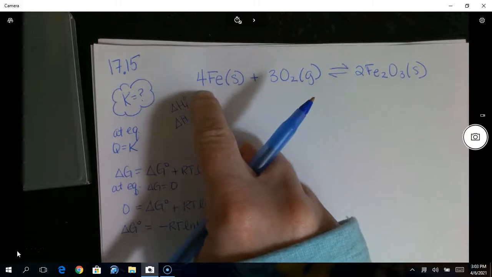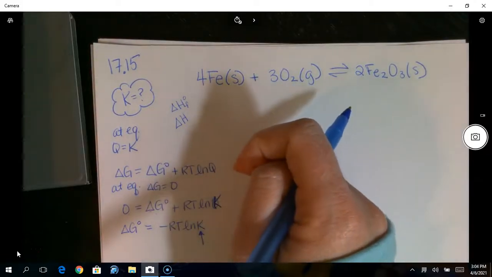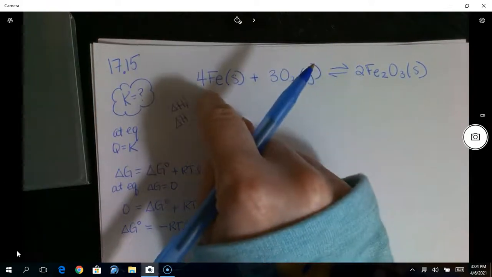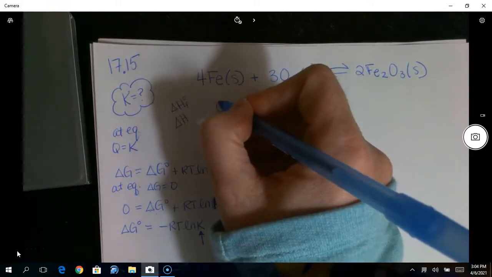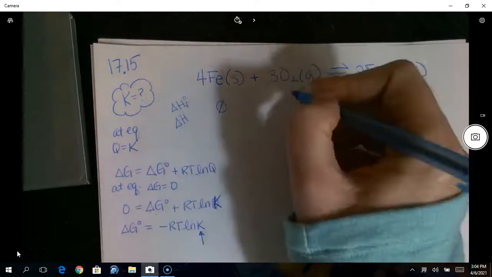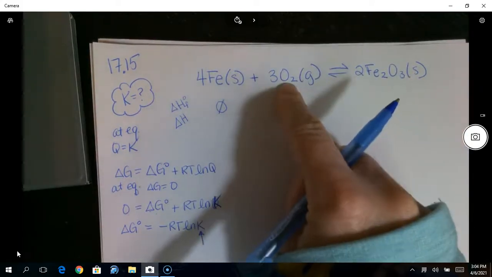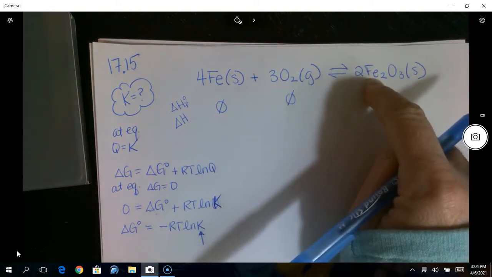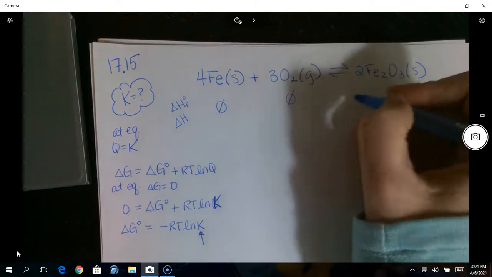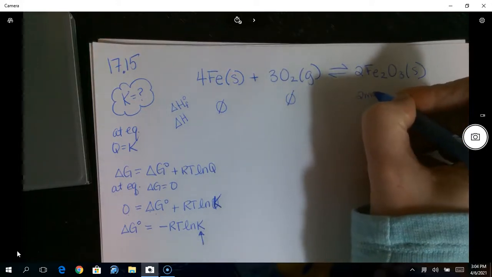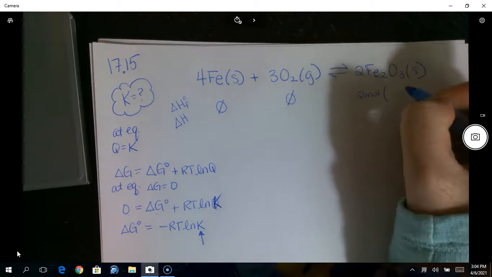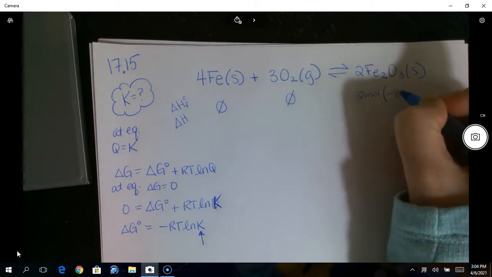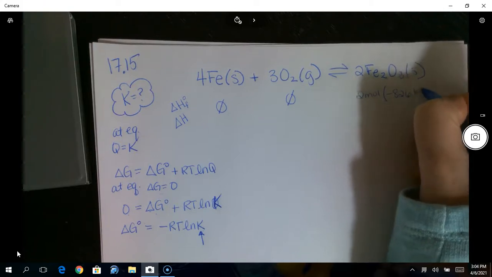So for our iron, if you look at the problem that I typed out, actually we don't need our list at all, I'm sorry, because it doesn't take anything to form iron, right? It doesn't take anything to form oxygen, they're elemental. For iron oxide, the formation of iron oxide, we have 2 moles, and we're going to multiply it by what we got in our chart, which is negative 826 kilojoules per mole.